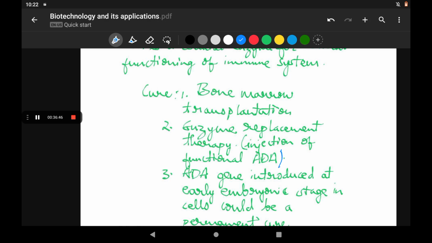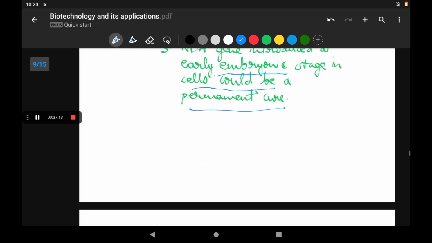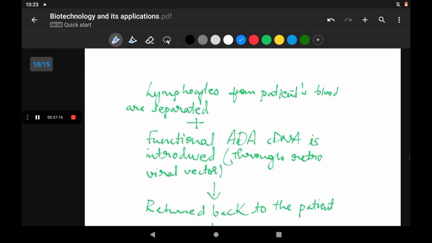But if you want a permanent cure in the patient, the ADA gene introduced into cells at an early embryonic stage could be a permanent cure. Whereas frequent treatment has to be done, whether it is bone marrow transplantation or enzyme replacement therapy. This is possible because of the technique of gene therapy. So let us understand what the process involved in the introduction of this ADA gene is.